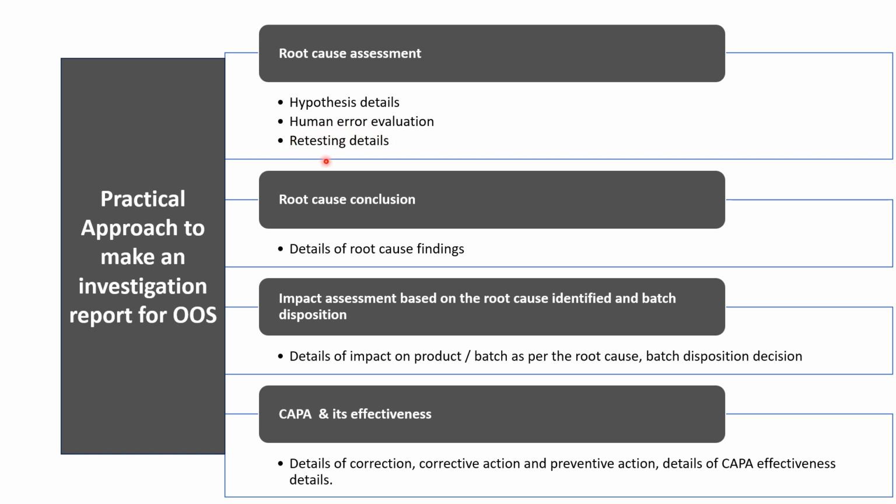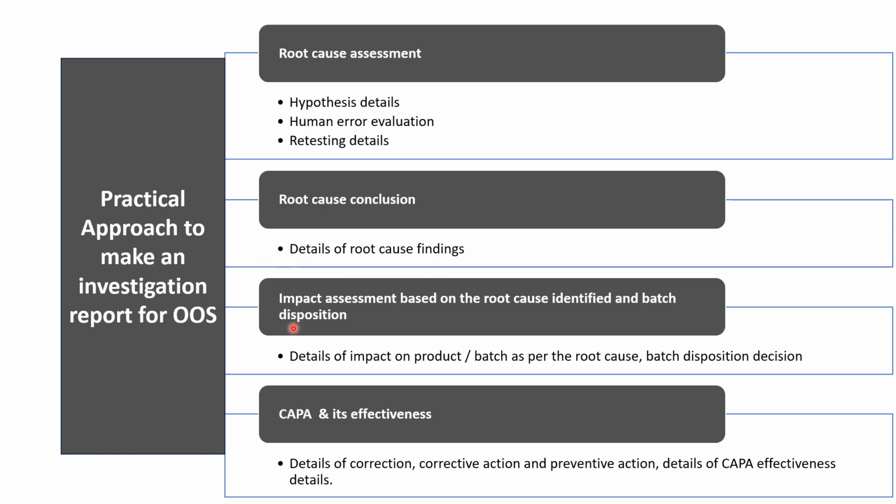Next is retesting. Based on the identification of the assignable cause, testing of the OOS batch and also the other impacted batches shall be performed, right? Next is root cause conclusion. Here, based on the detailed investigation, you need to elaborate the root cause details. So the assignable cause for the initial OOS results is due to analyst error, and that is the analyst made a dilution error. Such a thing we can define, right?